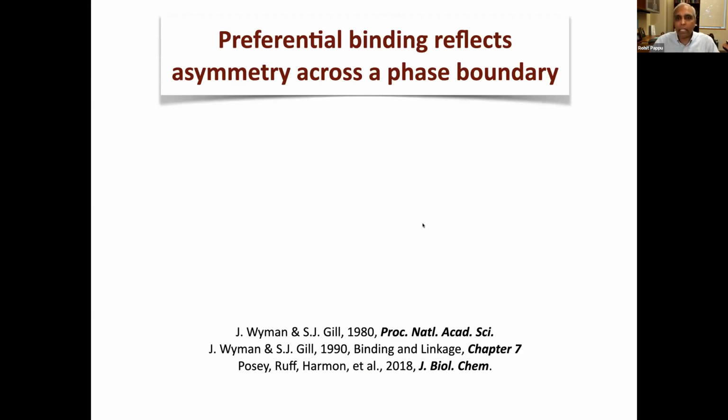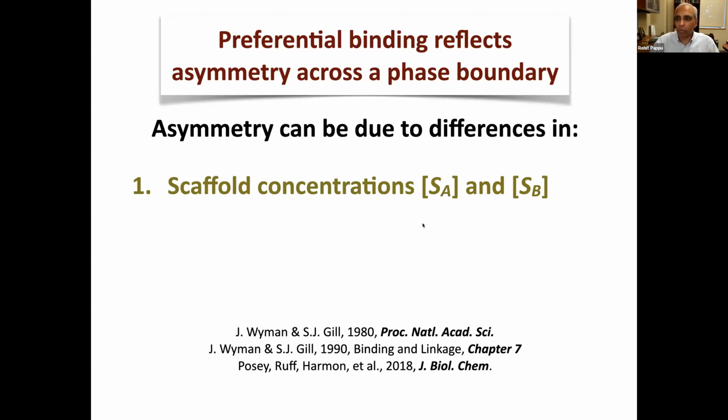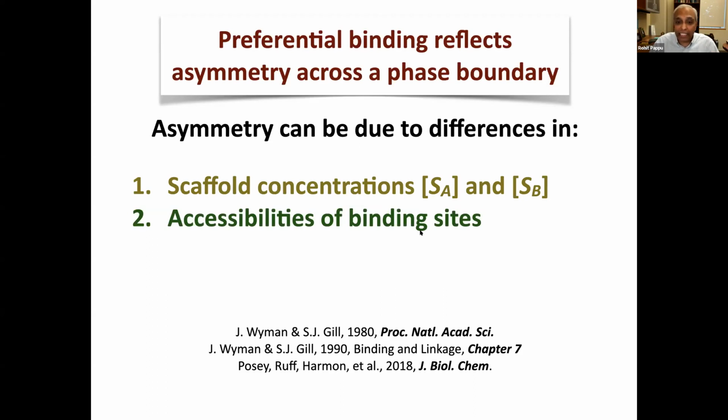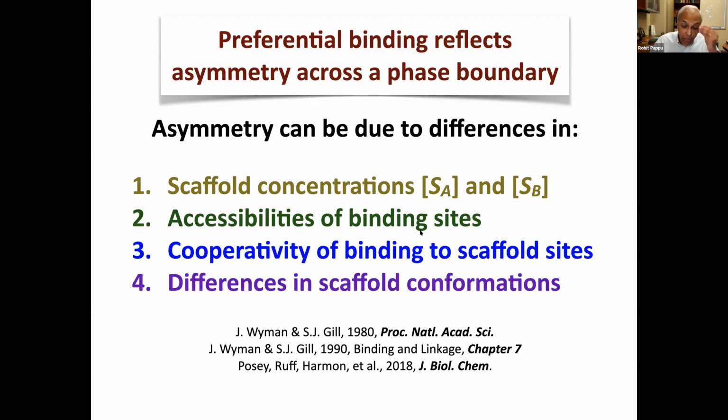Preferential binding means that our scaffold is exhibiting some kind of an asymmetry across the phase boundary. This can be due to the very obvious thing, which is that we have differences in concentrations of the scaffold across the phase boundary. That's a sort of duh type of point. There could be a difference in accessibilities of binding sites. There could be a difference in cooperativity of ligand binding to scaffold sites. And of course, the big elephant in the room, which is we've all worked on the assumption and interpreted certain results to imply that there are no conformational changes of scaffolds across phase boundaries, but this is not a done deal by any sense of the word.